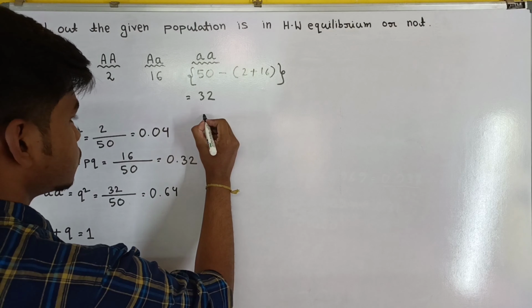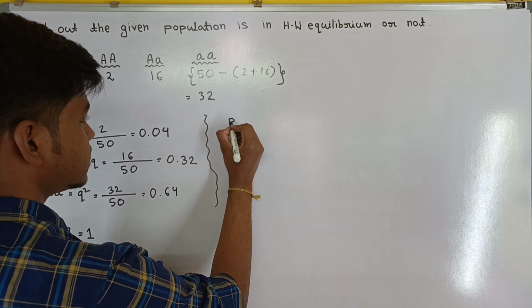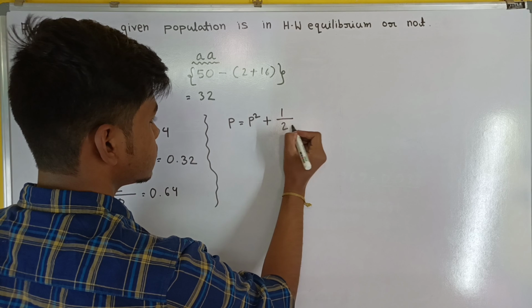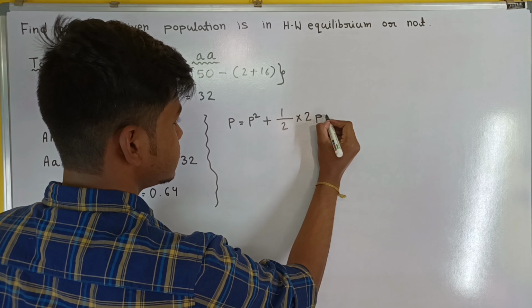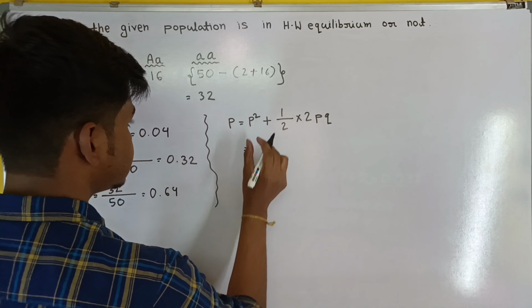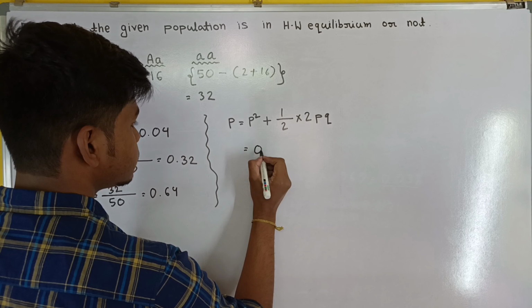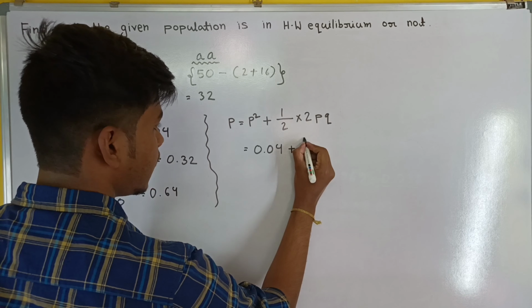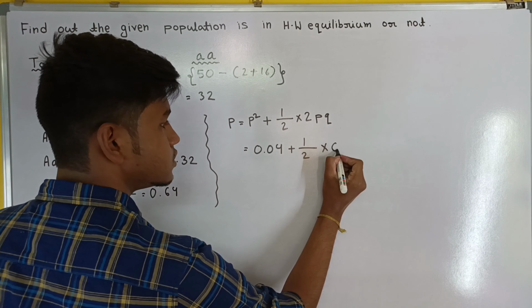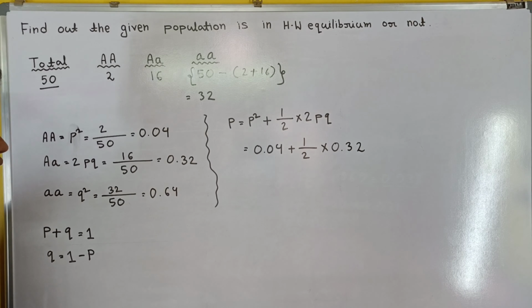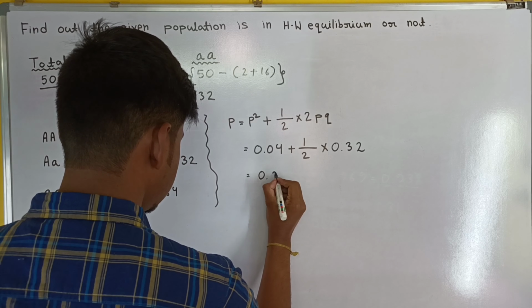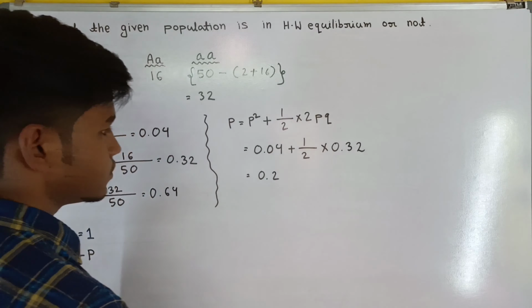So here we have to use one more formula. This formula is p equals p squared plus half into 2pq, to know the value of p so that we will get the value of q. So here we can write the p squared value is 0.04 plus half into 2pq. The value of 2pq is 0.32. Okay friend, if we solve this equation, then we will get 0.2.